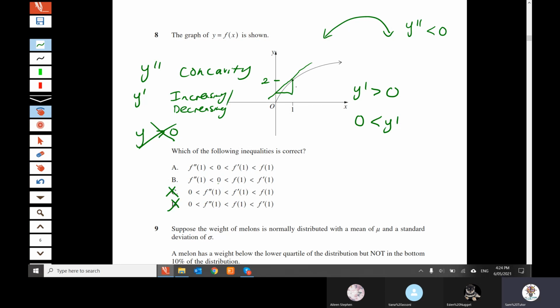What is the rise here from 2 to this number? Just pick it. 1. Good. What's your run here? 1. What's your gradient? 1. So is f dash of 1, which equals 1, bigger than or smaller than f of 1, which equals 2? Well, f dash of 1 is actually smaller than f of 1, so the answer must be A. The gradient is smaller than the y value.